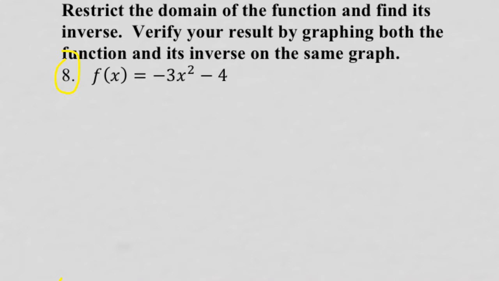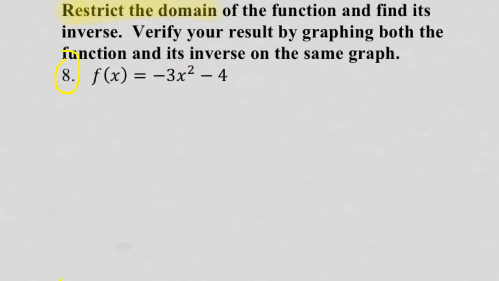Okay, number 8. Restrict the domain of the function and find its inverse. Verify your result by graphing both the function and its inverse on the same graph. So restricting the domain means that we want our domain in order to work. We want our original function to be 1-to-1 so that when we do the inverse, it's also 1-to-1. This is not a 1-to-1 function right here.